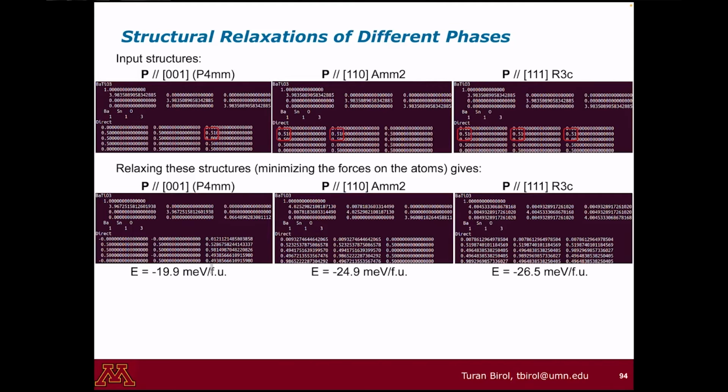And when you do these relaxations, these different structures will give you different energies. Compared to the high symmetry cubic structure, this structure with polarization along the z-axis has an energy that's 19.9 millielectron volts lower. This middle one is lower by 24.9 millielectron volts, and the last one is lower by 26.5 millielectron volts. Now, these numbers are actually important. These are all zero temperature results. That's where DFT works. But these numbers are nevertheless important, even though you cannot directly compare them with the temperature, face to face.